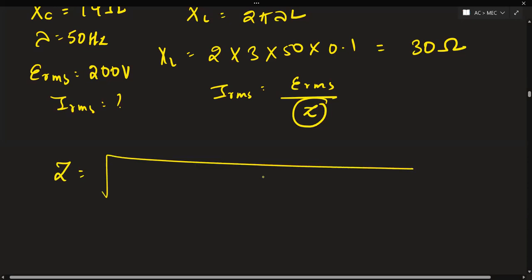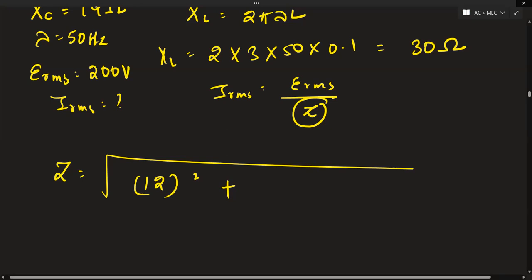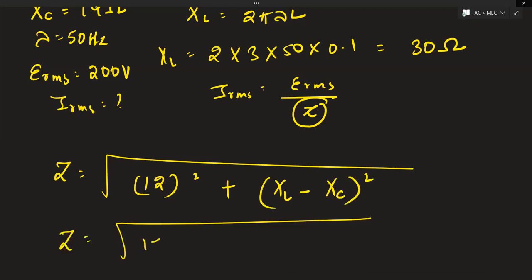R square. What was R? R was 12. So 12 whole square plus, now XL is 30 ohm, XC is 14 ohms. So we will write XL minus XC whole square. This Z becomes under root 12 square plus 30 minus 14 whole square.